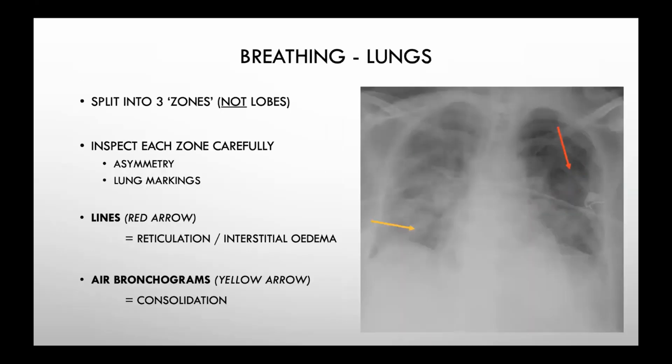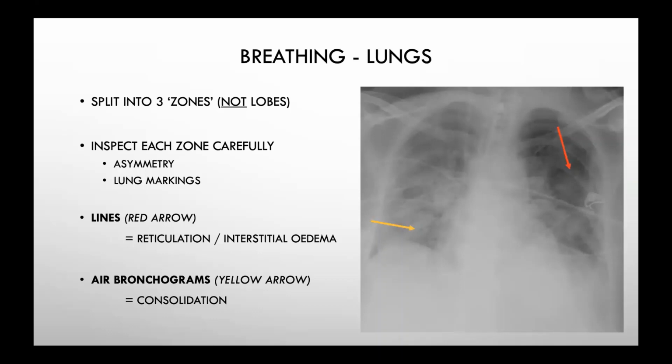Moving on to breathing. So in general, I recommend that you split the lungs into 3 zones on each side. So not lobes, but if you take a third of the height of the lung and split it into the upper zone, the middle zone, and the lower zone, it's probably the best way to describe pathology that you can see within the actual lung.